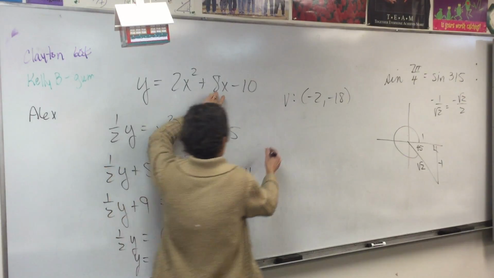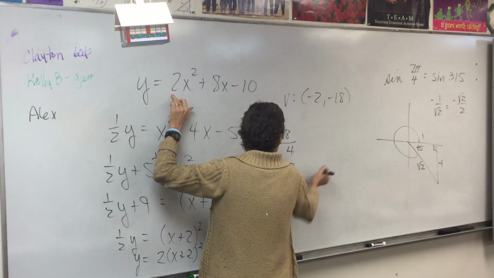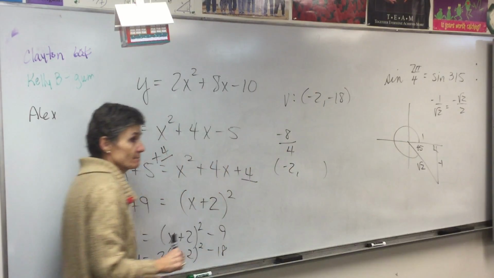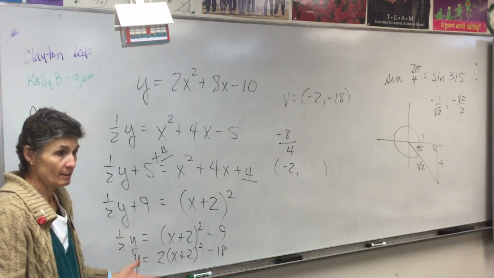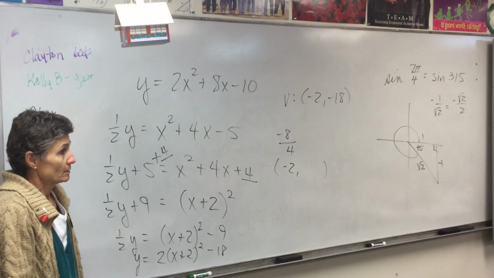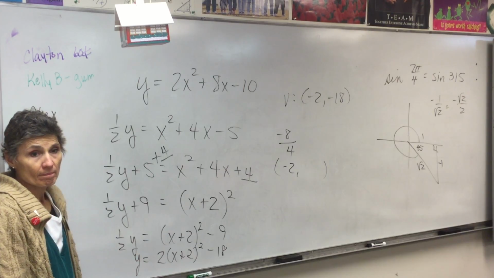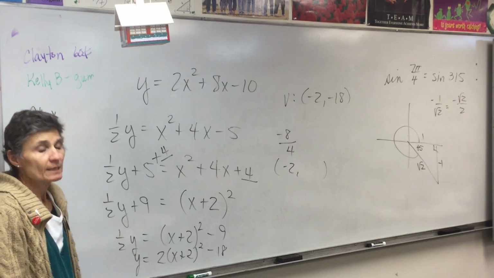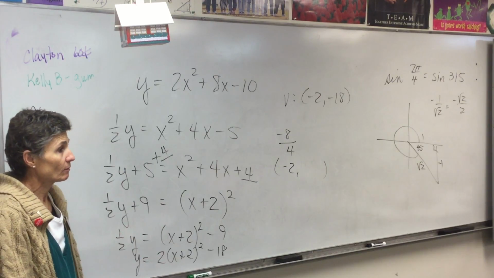Now, if you did -b over 2a, are you going to get exactly the same vertex? Yes, so you'll have exactly the same information if you do -b over 2a. Okay? How do you get to linear regression on your calculator? Second, no. Stat, calc. You go to the stat menu, calc.